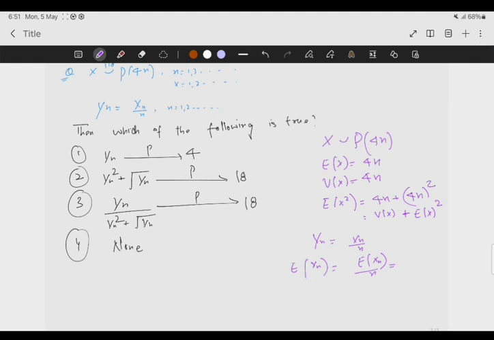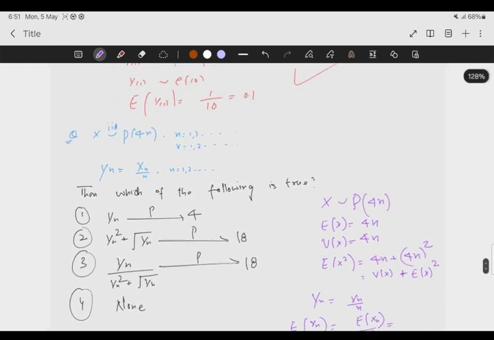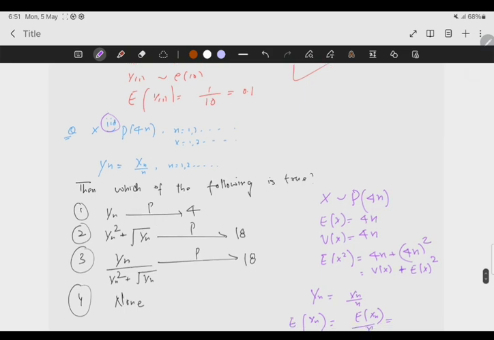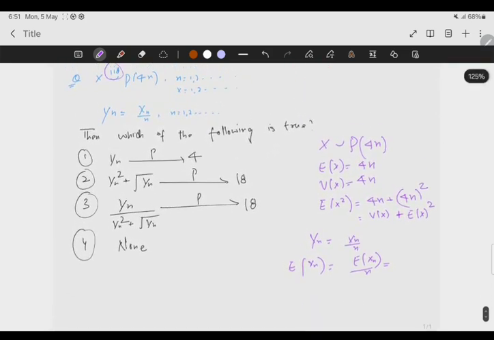So we can operate expectation directly. Why? Because this is independent, so we can write this as expectation of Xn divided by n. So what's expectation of X? That is 4n divided by n, which is equal to 4. So this is correct, this is true.